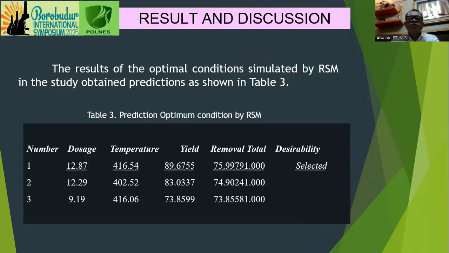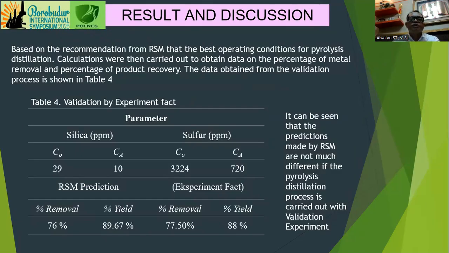The optimal conditions submitted by RSM in this study were one prediction with 3 results, and number 1 is the best selection. Based on the recommendation of RSM for the best operating condition, pyrolysis distillation calculations were carried out to obtain the data: the percentage of metal removal and the percentage of product recovery. The data obtained from the validation process is shown in table 4. You can see in table 4 that the predictions made by RSM are not much different from the pyrolysis distillation process carried out in the validation experiment.